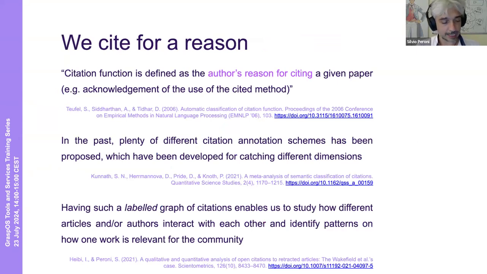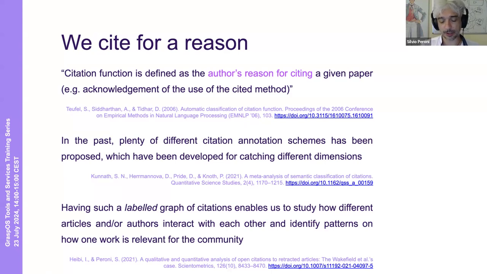Technically speaking, as authors and researchers, we cite another work, hopefully, for a certain reason. I'm citing someone else sometimes because I want to acknowledge the work that the authors have done in a specific context, sometimes because I want to reuse a method that is described in the cited entity in my own work, sometimes because I want to criticize some claim that someone else has made. So the reason for citing may vary a lot.